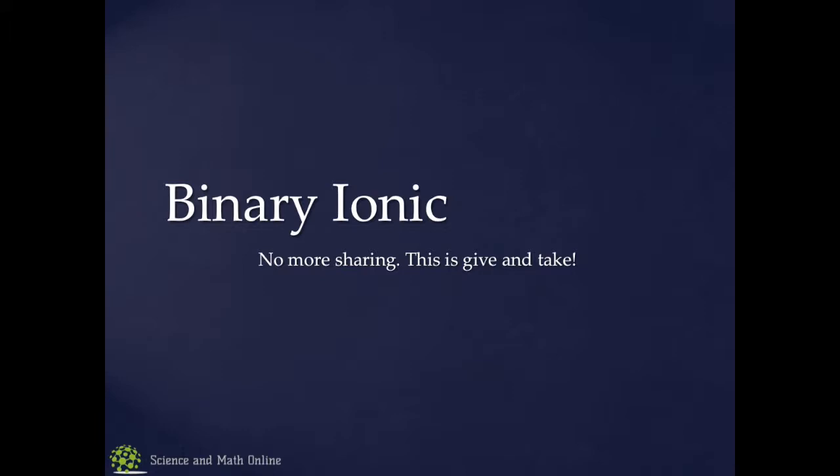Alright, so now we've done covalent nomenclature, which is the easier of the two. So now we're moving into ionic nomenclature. And we're going to start with the easiest form of ionic nomenclature. Make sure you get this and understand this before you move on.